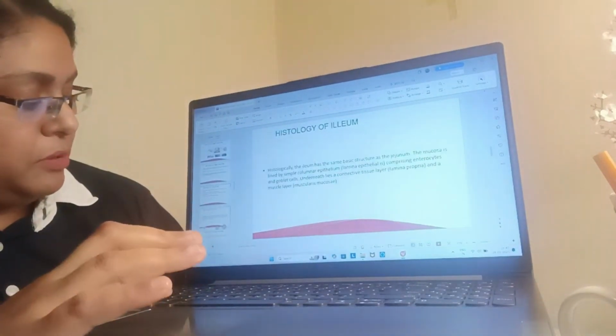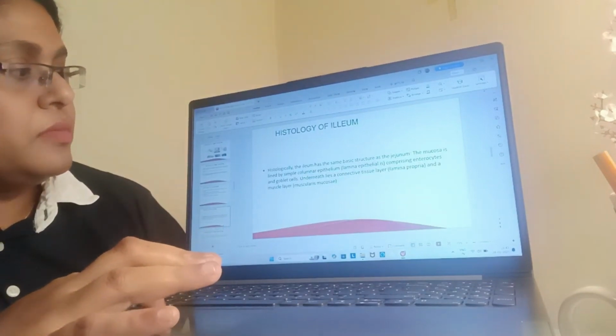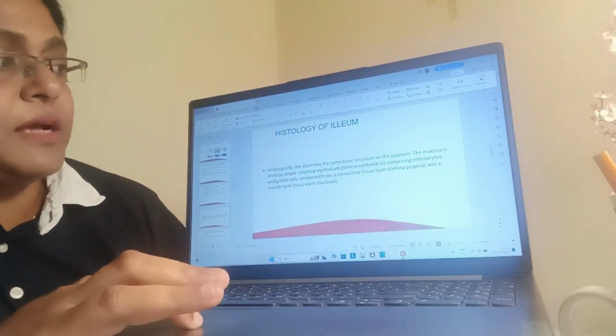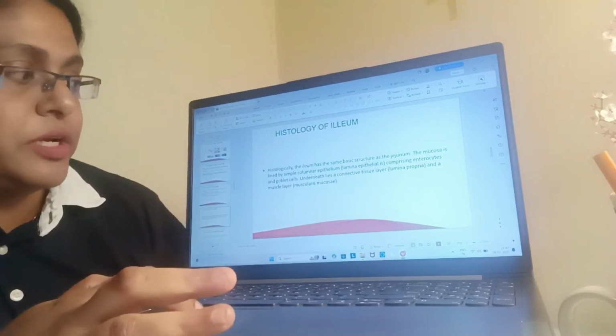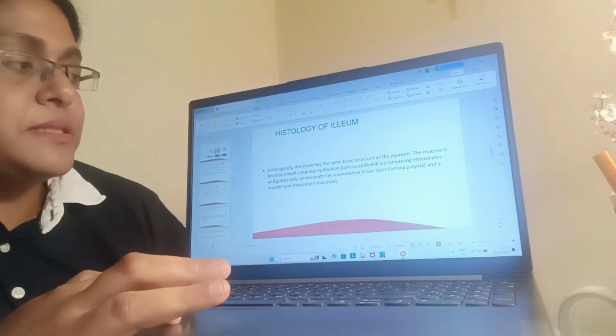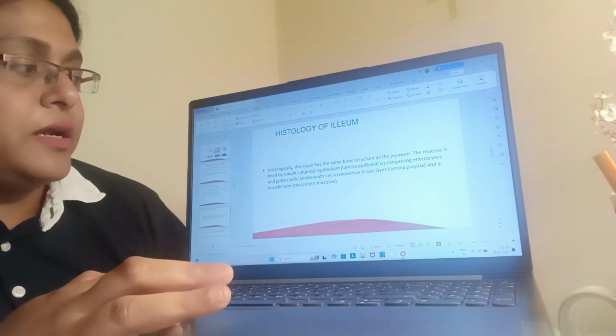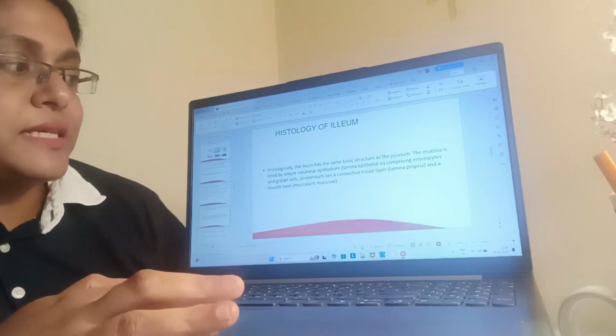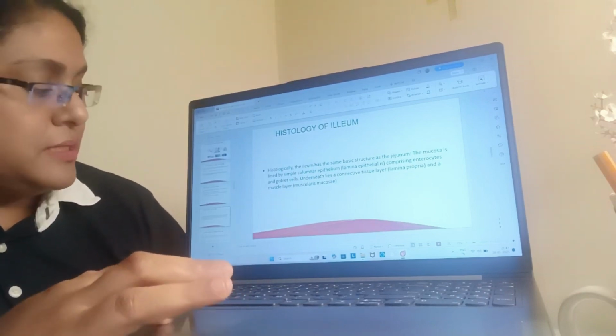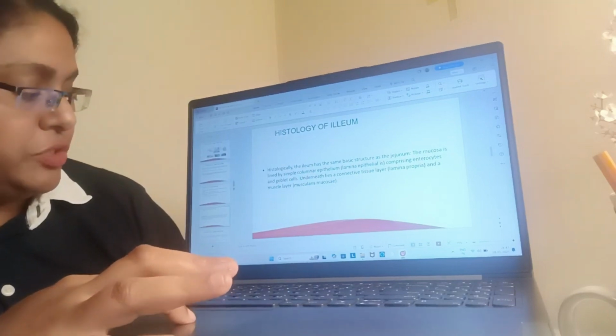Next, talking about the histology of the ileum. Histologically, the ileum has the same basic structure as the jejunum. The mucosa is lined by simple columnar epithelium, and goblet cells are also there. The rest is similar to that of the jejunum here.